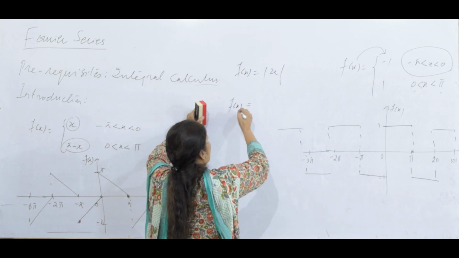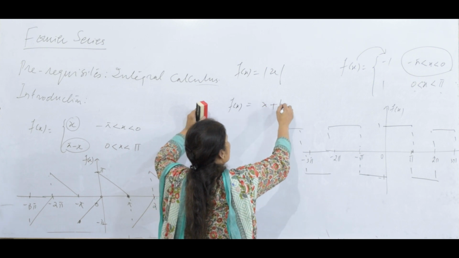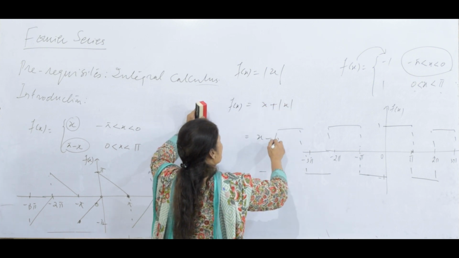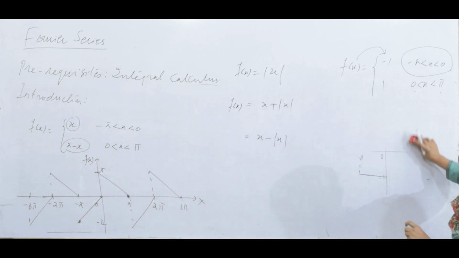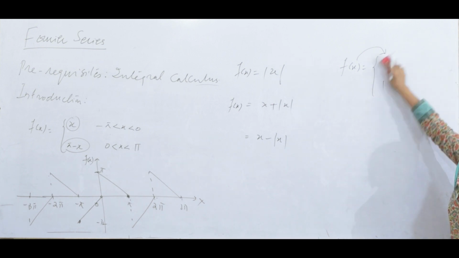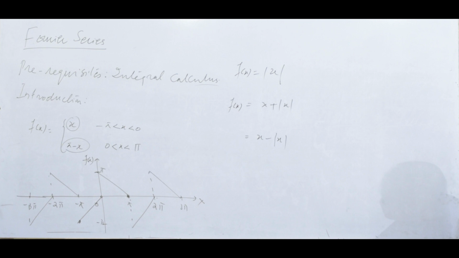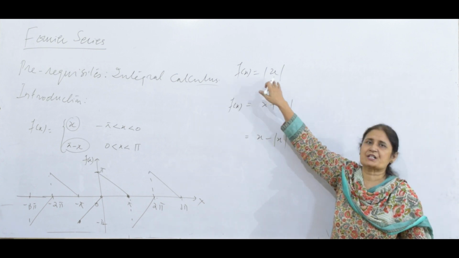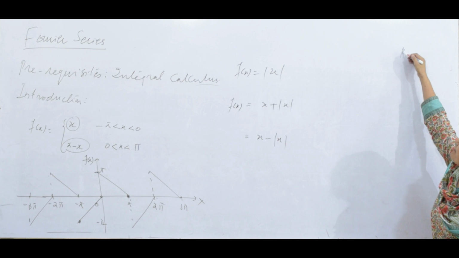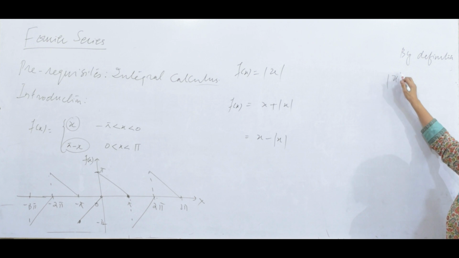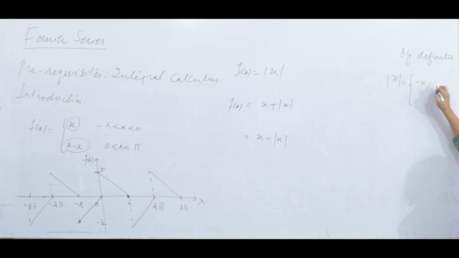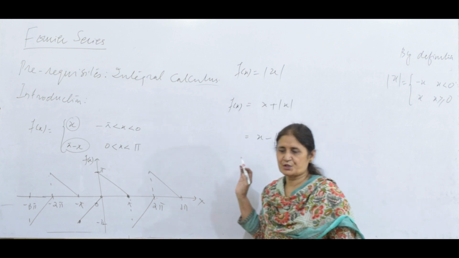Another one, a couple of functions I am writing: x plus x mod, and another, x minus x mod. Let me sketch 2 or 3 functions, and then we come to the Fourier series, how to find it. Now you are familiar with x mod. By definition, x mod is equal to minus x if x is less than 0, and x if x is greater than or equal to 0. This is the definition of x mod.